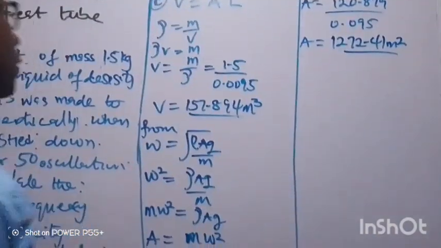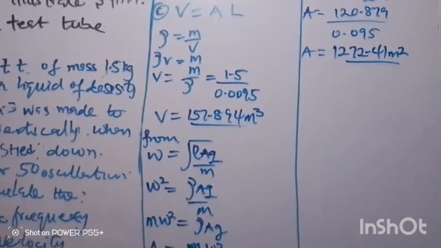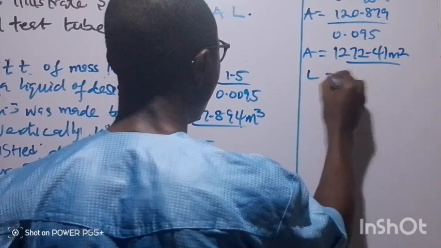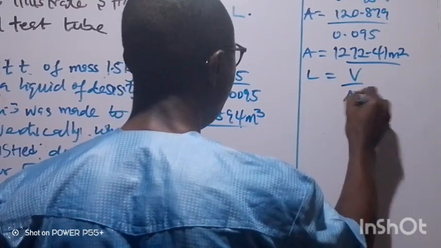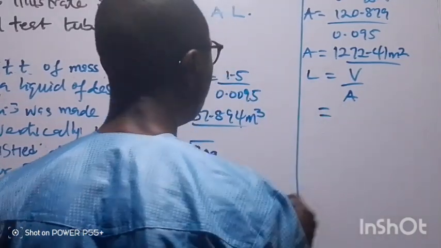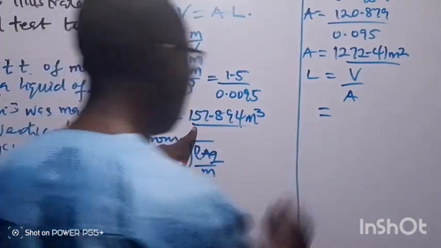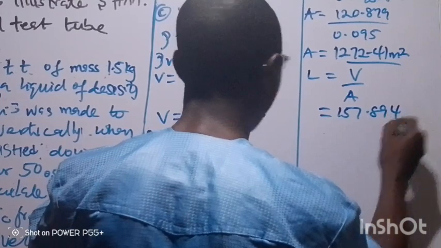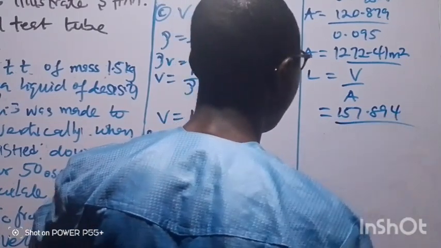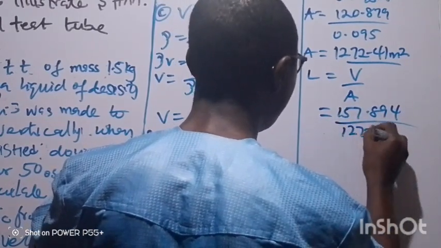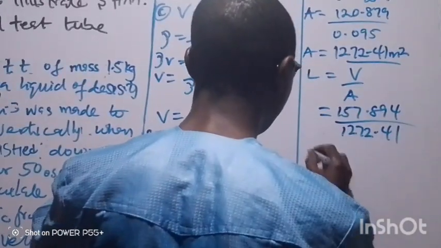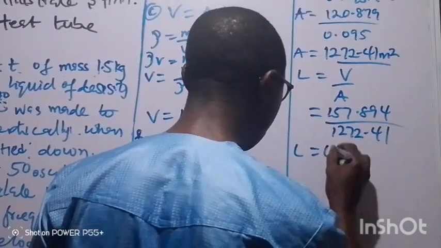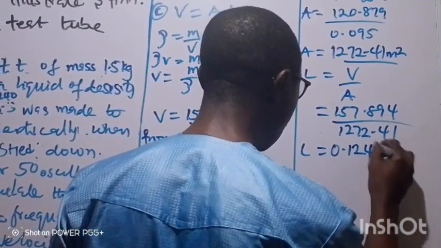Now from there, we can calculate the length. So our length now from this point is equal to volume over area. The volume calculated here is 157.894 divided by 1272.41. So the length will be equal to 0.1240 meter. That's for question number C of example 3.